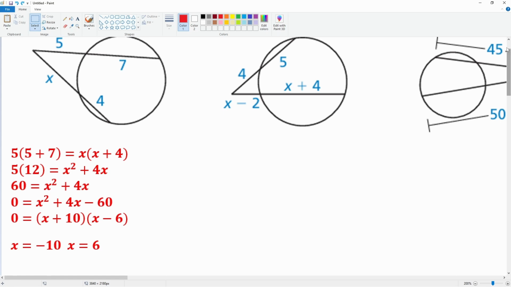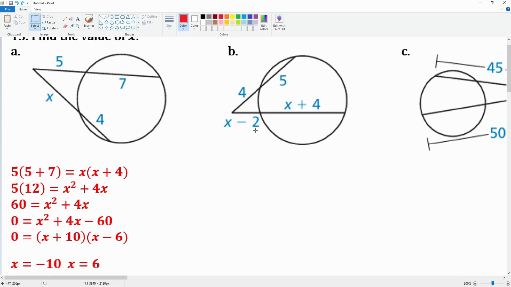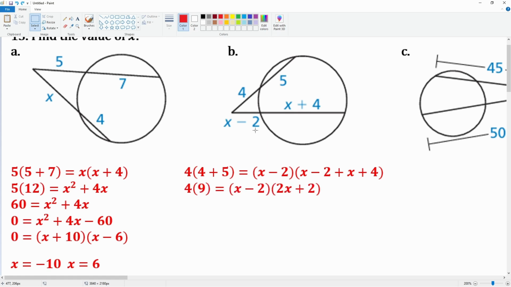Same idea on the right hand side. Okay, small part of the secant times the long part equals the short part of the secant times the long part of the secant. Okay, that's what it looks like. 4 times 9, basically. The right hand side, that's still a complicated part. The short part is x minus 2. The long part is a sum of x minus 2 and x plus 4. So be careful. Inside the parentheses, the long part becomes 2x plus 2. Okay? Left hand side, 4 times 9. 4 times 9 is 36.